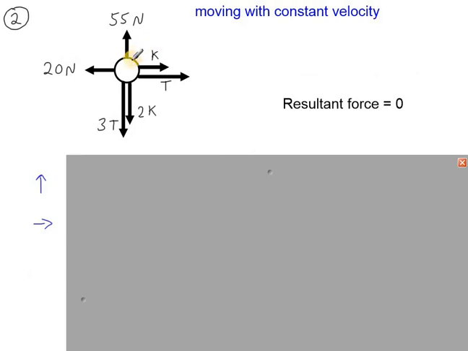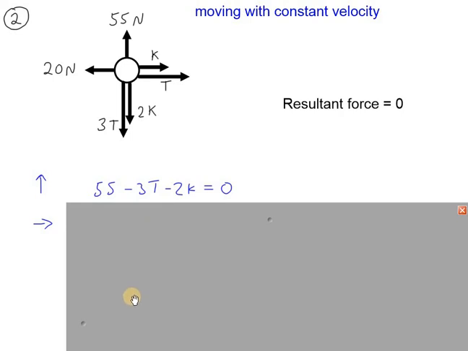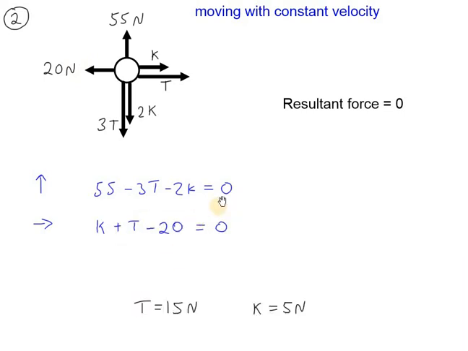Example 2. This particle is moving with constant velocity, so the resultant force on it will be 0 newtons. Taking the upwards direction as positive, resolving forces vertically, we will have 55 minus 3T minus 2k is equal to 0. And resolving forces horizontally, we will have k plus T minus 20 equals 0. Then solving these simultaneous equations, we get T equals 15 newtons and k equals 5 newtons.